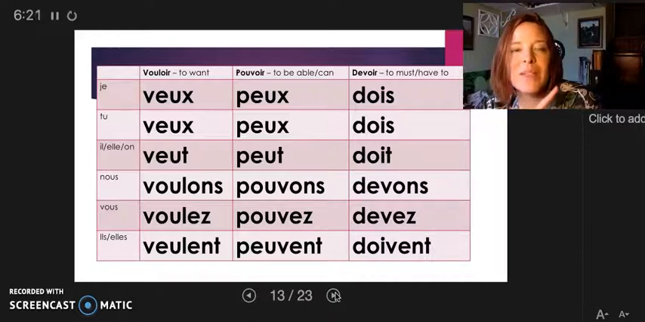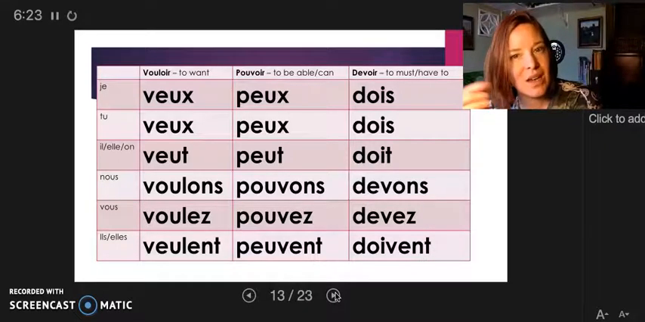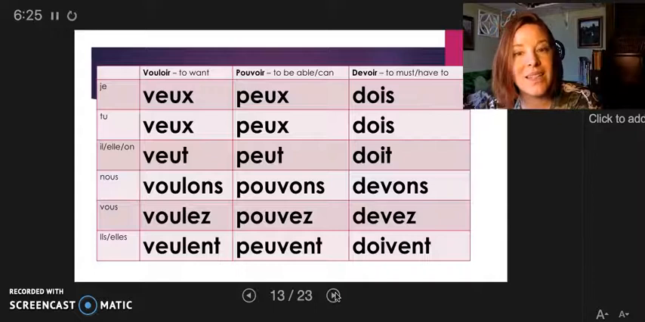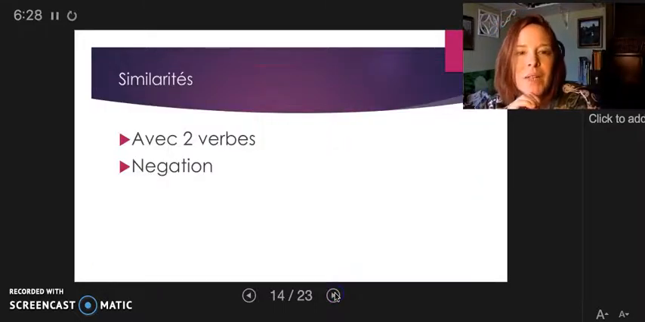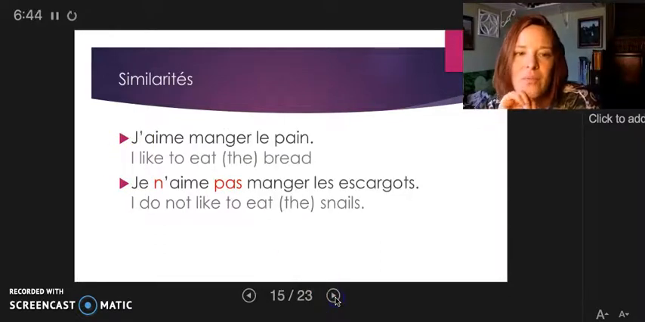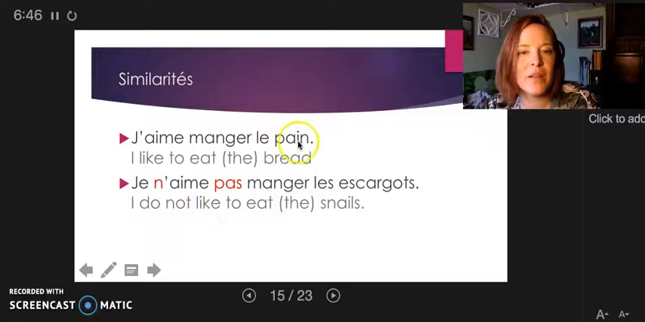But let's talk about some similarities that we have between these verbs and the other verbs that we've already used, like aimer and adorer, because they can both have two verbs, like j'aime manger. It uses two verbs, I like to eat, and we're going to see that it's very similar in constructing a sentence with those two verbs, and it's also very similar with the way we use negation. So we can say j'aime manger le pain, so I like to eat bread, or je n'aime pas manger les escargots. I do not like to eat snails.